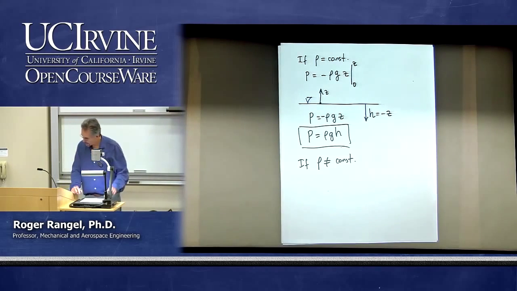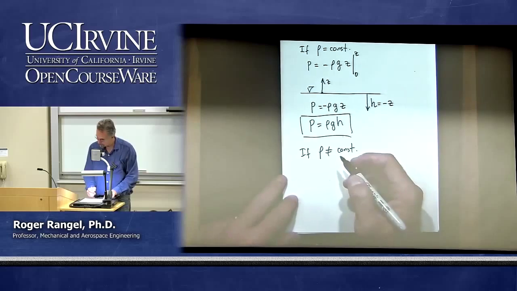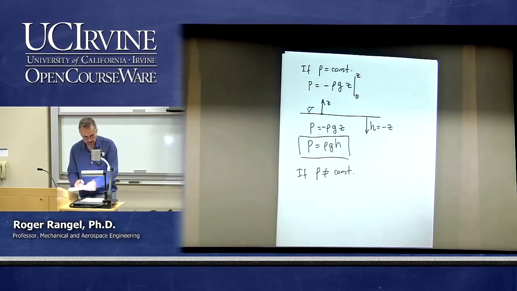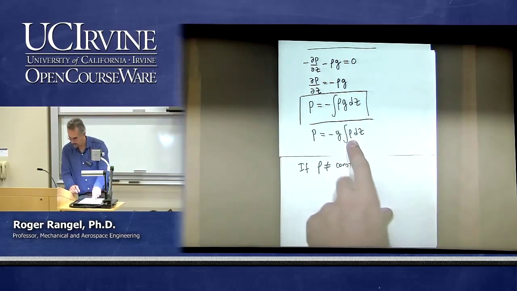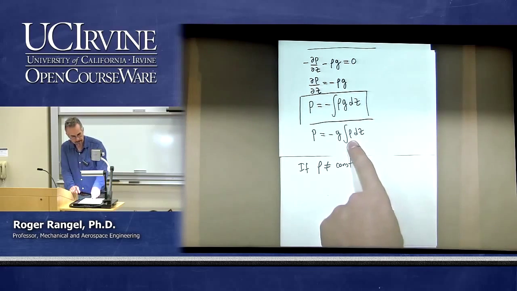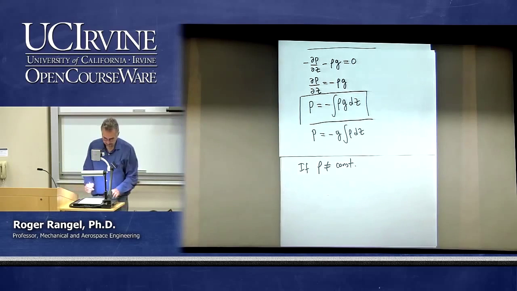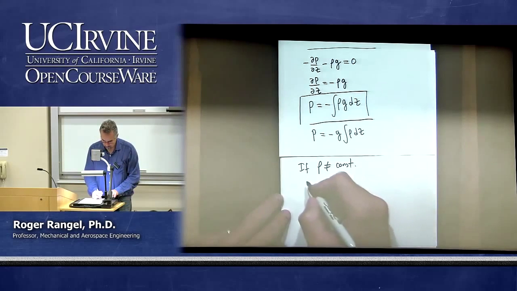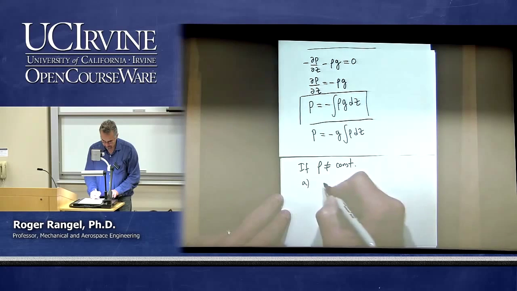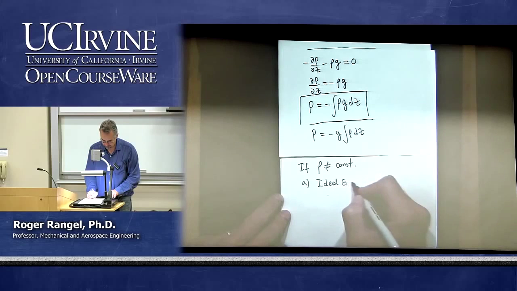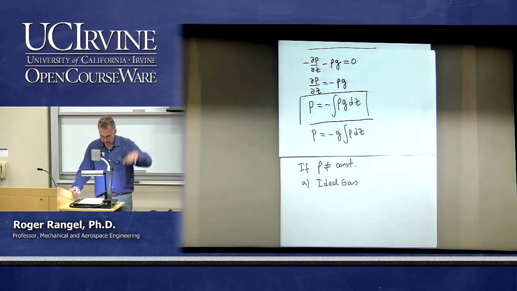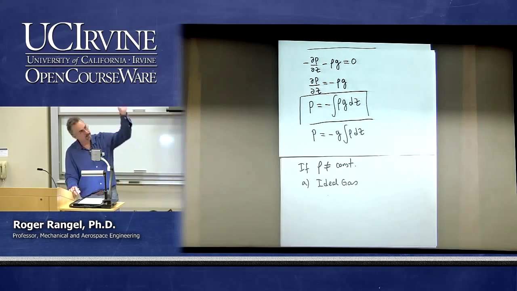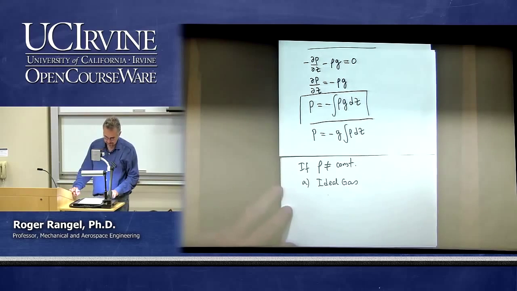If rho is not a constant, then we have to go back to this step before we pull the rho out. And the only way we can solve the problem is if we know, for example, how the density varies with something else. So one case, for example, is to say, well, let's say that we're dealing with something that can be treated like an ideal gas. Say, for example, we're interested in knowing the pressure variation in the atmosphere. This is air. We can treat the air as an ideal gas.